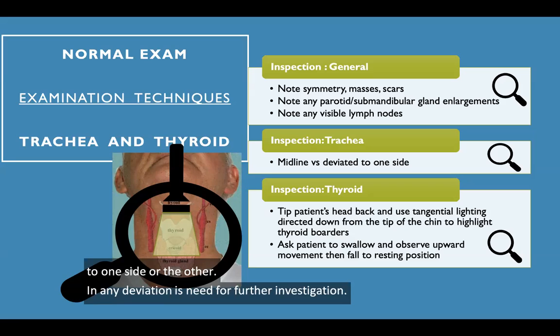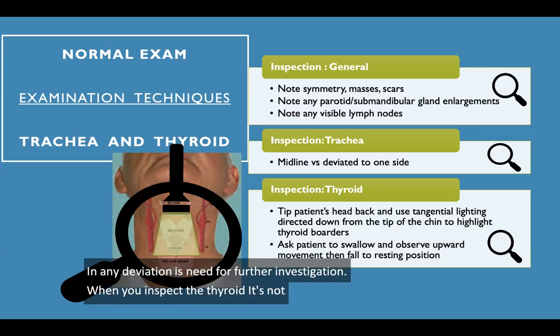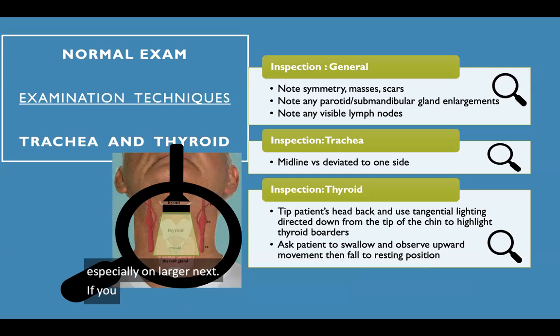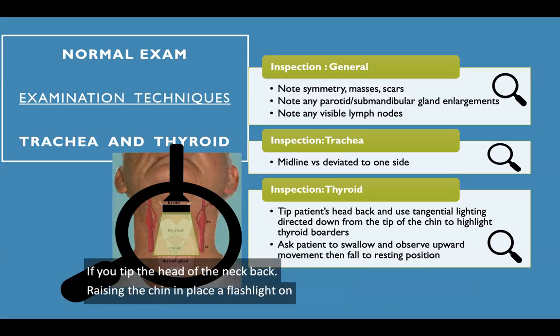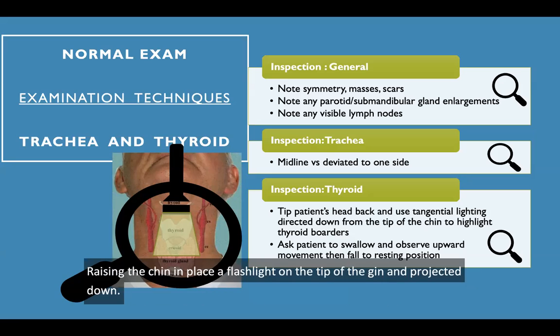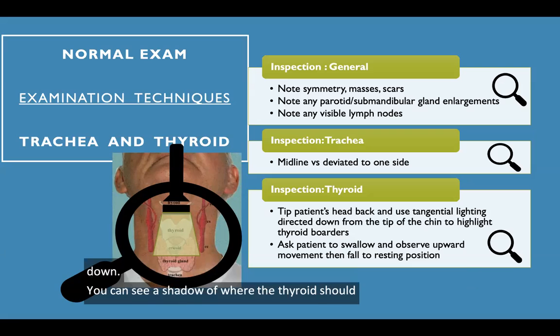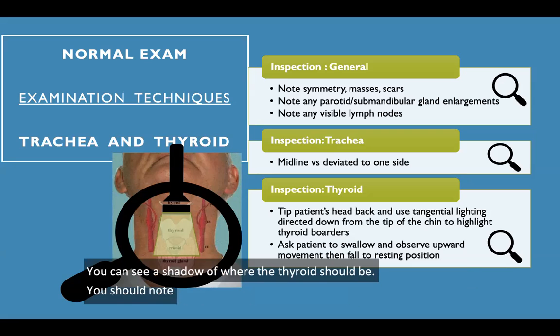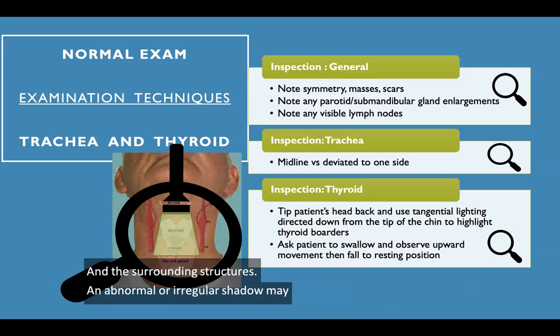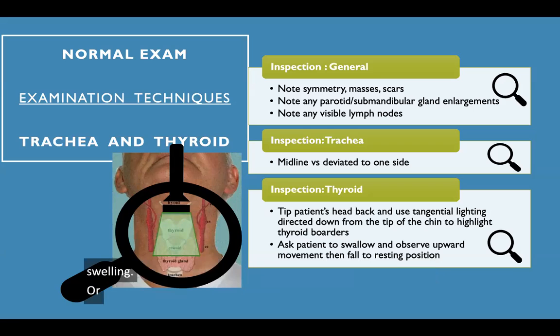When you inspect the thyroid, it's not always very easy to see, especially on larger necks. If you tip the head back, raising the chin, and place a flashlight on the tip of the chin and project it down, you can see a shadow of where the thyroid should be. You should note the equal distribution of the thyroid and the surrounding structures. An abnormal or irregular shadow may be indicative of increased swelling or some abnormality or mass on that side and should be further investigated.